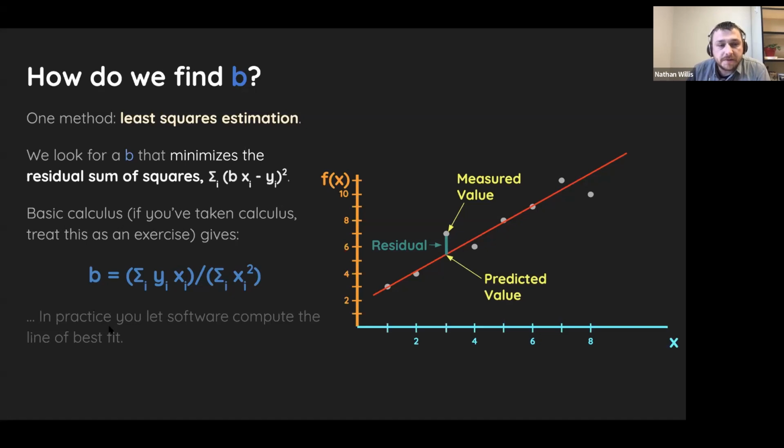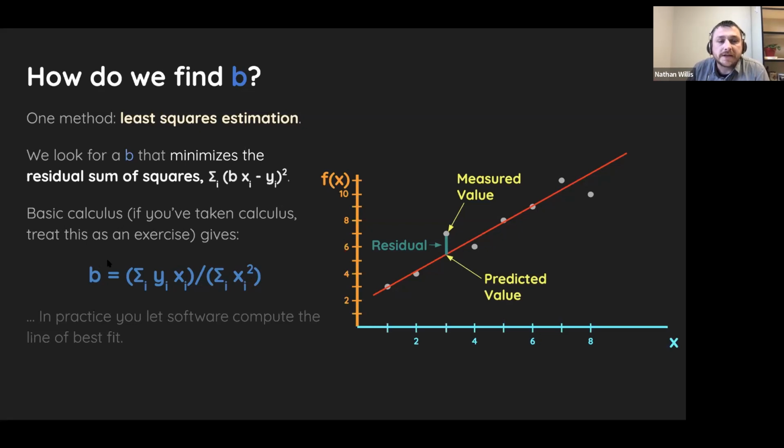The actual value of b is given here, where this capital sigma, sub i, means that you're summing over all the indices i. And so you take yi times xi, right? So this would be y1 times x1 plus y2 times x2 up to yn times xn, and then divided by xi squared for each of those summed up.